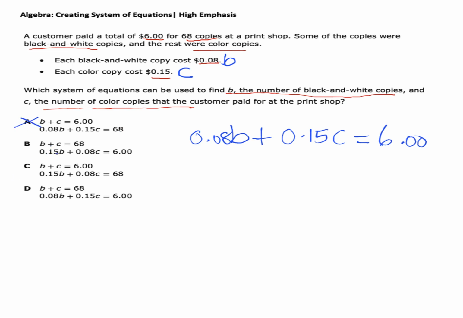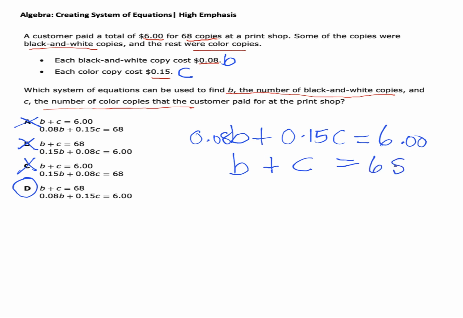Over here, notice the 15, which is the color copies, is with the wrong variable. Eliminate B. C, again, the 15 is with the wrong variable. 15 is supposed to be with C. We can eliminate. So our answer is D. Notice you have the 8 cents with the B, the 15 cents with the C equals the $6. Now, remember they said that a customer paid a total of $6 for 68 copies. What are the copies? The copies are, you have black and white, and you have colored, and that will be the 68.